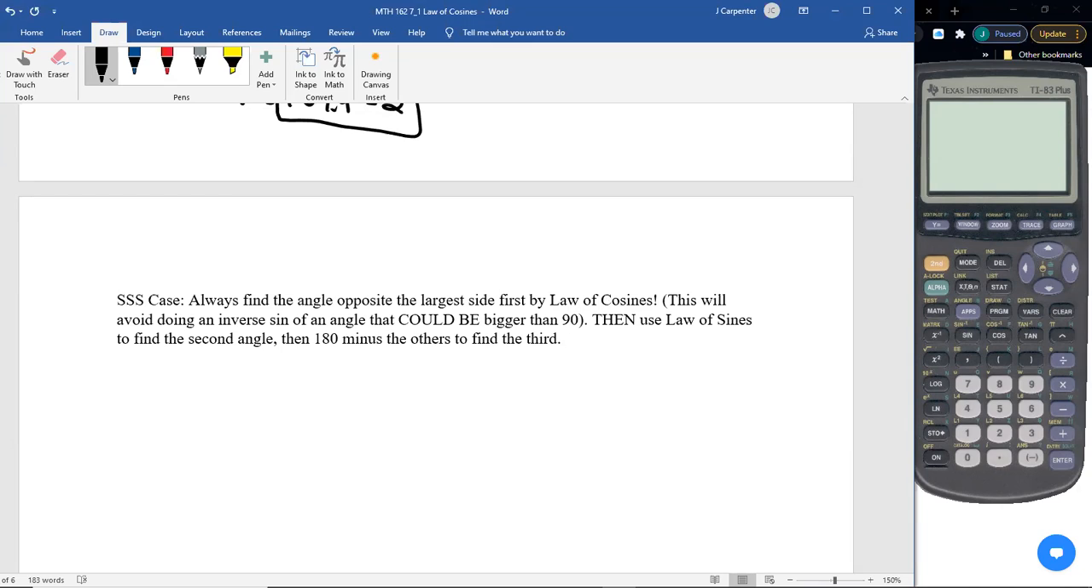Some people might say, well, could you use law of cosines to find the second angle? Could you use law of cosines to find the third angle? Yes, actually you could. It is extremely inefficient though, because the law of cosines formula is that big beefy thing, whereas law of sines is much shorter, and using 180 minus the others is ridiculously short. So this, what you see on the screen and what I've said is the most efficient method. It's not the only method, but that's the way I'm going to do things.